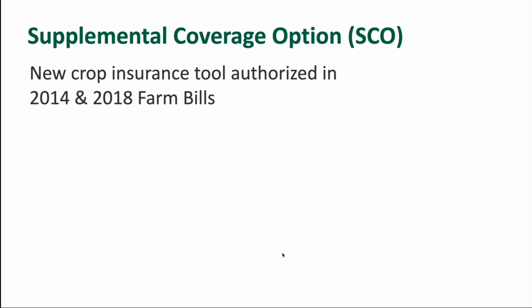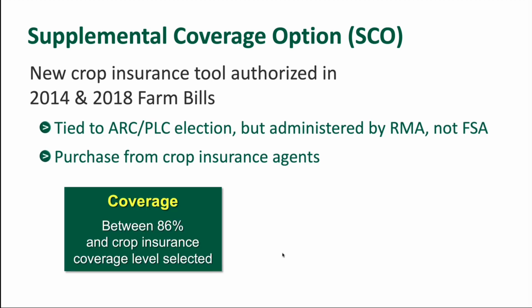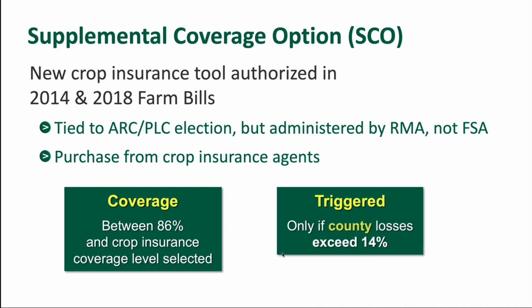Now, with one caveat that may have led to some confusion in this past year. In 2019, since no farms were in either ARC or PLC, they opened the doors and let everybody consider purchasing SCO. And we did see a fair amount of SCO purchases in 2019. However, going forward, that rule does apply. Only PLC farms will be eligible to consider purchasing SCO. Now, even though it's tied to your ARC PLC choice with FSA, it's still a crop insurance product, so you would buy that from your crop insurance agent.